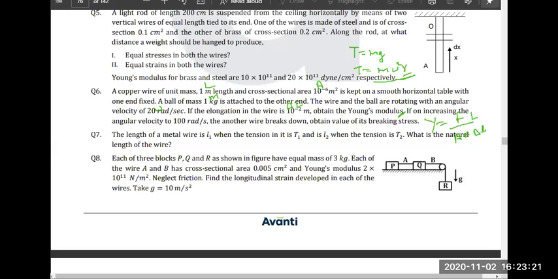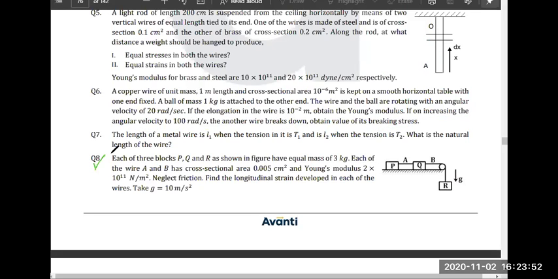Okay, next one. When you talk about the second one, think about it. If increasing the velocity to 180 per second, the another wire breaks down. Obtain its breaking stress. Easy, right? Instead of using omega as this, use omega as this, right? As simple as that. Got it, right? And stress is what? Tension by area, which is m omega dash squared into r by area. Okay, easy. 7th one. Okay, guys.